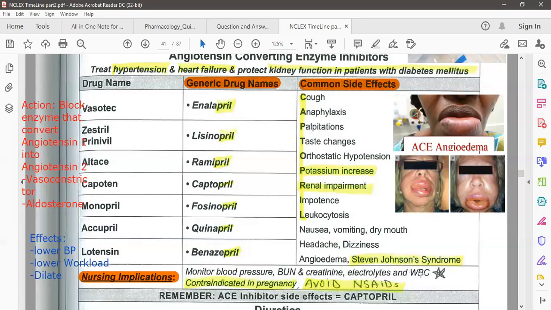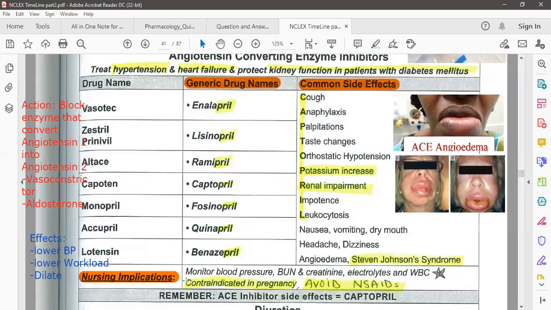The patient has a chance to develop a white blood cell change. We call it leukocytosis, when white blood cells go up. Also, it is important to tell your patient to avoid non-steroidal anti-inflammatory medication.